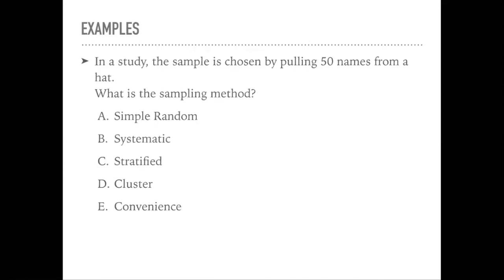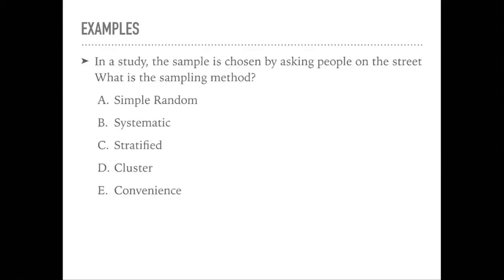In a study, the sample is chosen by pulling 50 names from a hat. What is the sampling method? Sampling method would be A, simple random. So we're just pulling things from a hat. In a study, a sample is chosen by asking people on the street. What is the sampling method? So you're just talking to whoever's convenient. So this would be convenience.